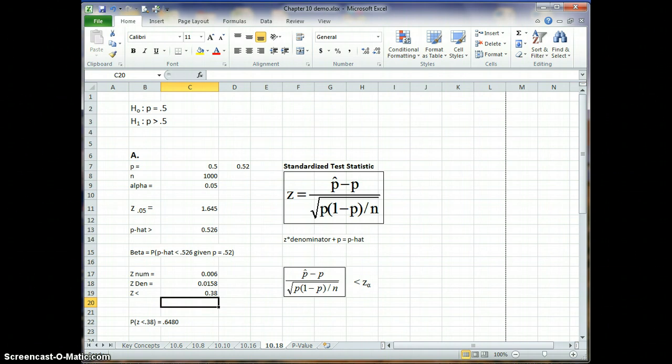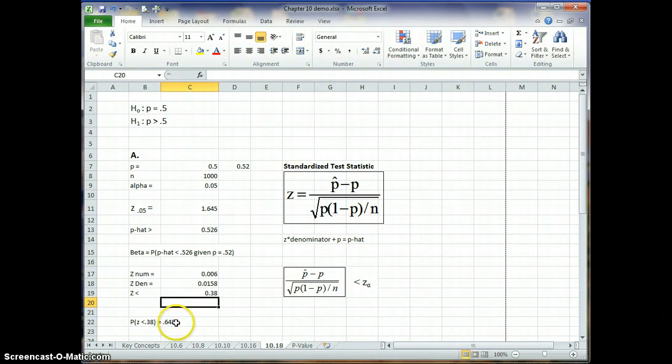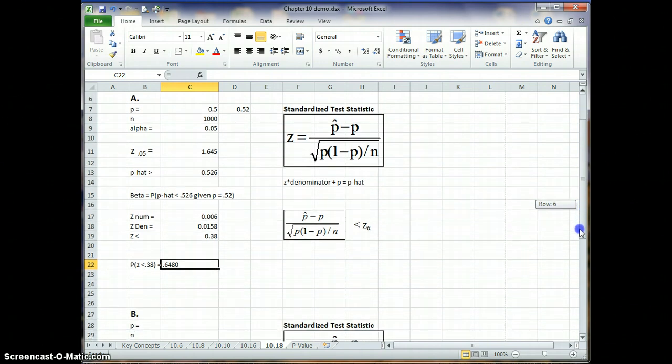So again, if we go over to table 3, you can see that if I go to the 0.3 here, and then go all the way over right here to 0.08, so 0.38 gives us the 0.6480, which is what we have right there. So that is the probability of the type 2 error given p of 0.52 with the alpha of 0.05.